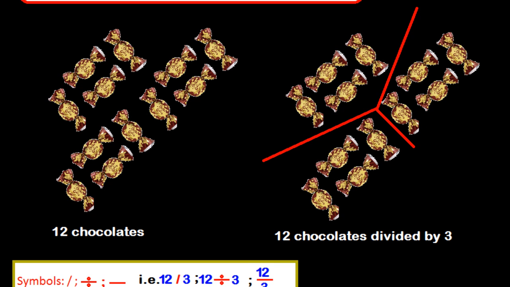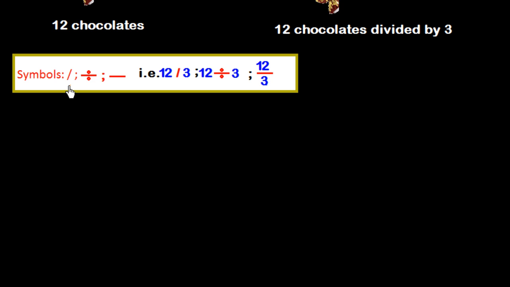Here is how we use the symbols for division. You see these symbols we could use for division. All these 3 symbols we could use: 12 divided by 3.